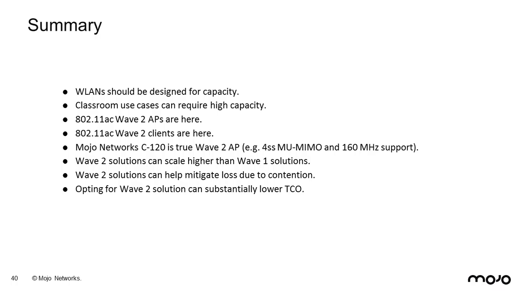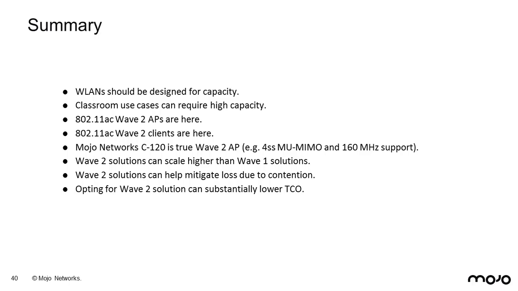Wave 2 APs are here. The C120 will be available, I think the GA is scheduled for late May, the last I've heard. And it's in beta now. And then Wave 2 clients are here. Again, I just put up a subset of the clients that I'm aware of. There are a lot more clients that I'm aware of, and I'm sure there are lots of clients that I'm not aware of yet that are Wave 2.